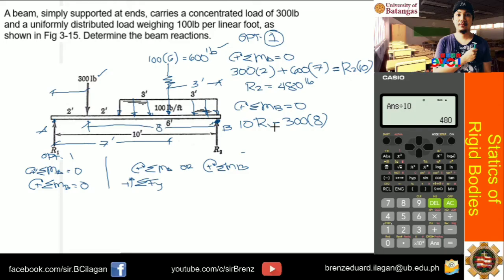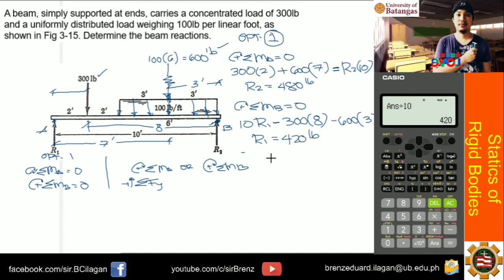That is 8. And then yung 600, so minus din, since counterclockwise moment din yung maproproduce niya, itong force na to. So, counterclockwise yung ikot niya, papunta kay B. So, that will be minus 600 times the distance of 3 equals to 0. Okay, so transpose mo lang sa kabila. So, 300 times 8, plus 600 times 3, and then divided by 10. Okay, so the answer is 420 pound.